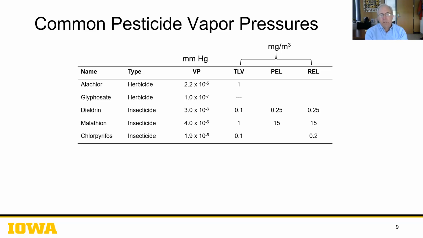4 of them, as you can see here, have a TLV, some have a PEL, some have a NIOSH REL. Glyphosate, interestingly enough, has neither of the above. If you're not familiar, that's the compound herbicide that goes into the trade name Roundup, which is used heavily here in Iowa. They refer to Roundup Ready soybeans.